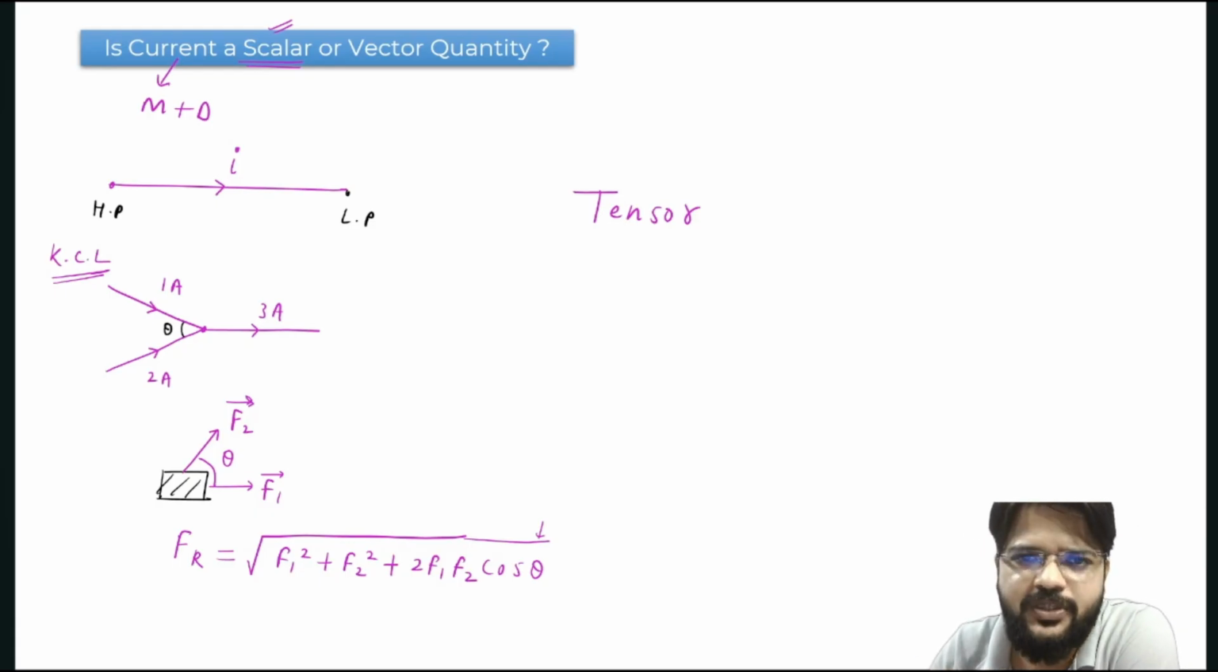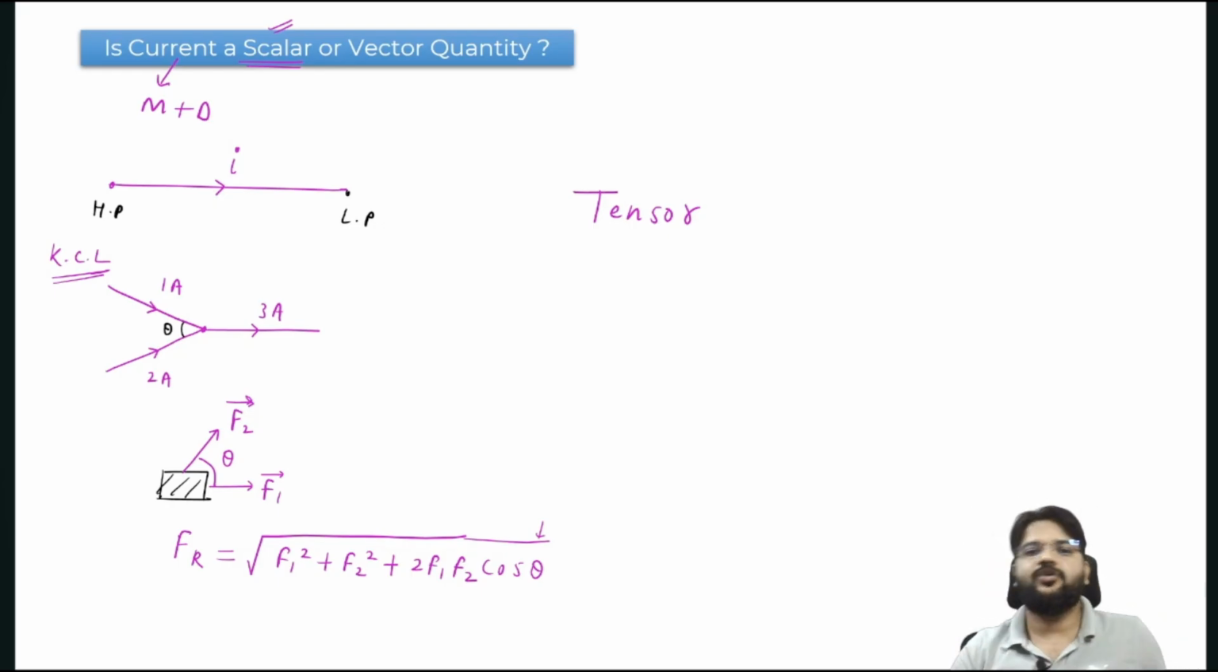But if we have only two choices, vector and scalar, then we will take scalar. All right. So I hope this thing is clear why current is a scalar quantity and why we are saying current is a tensor quantity. All right. Note down, everyone.